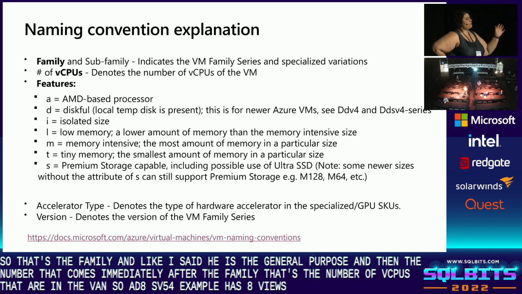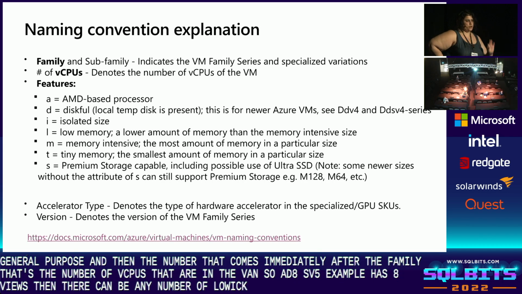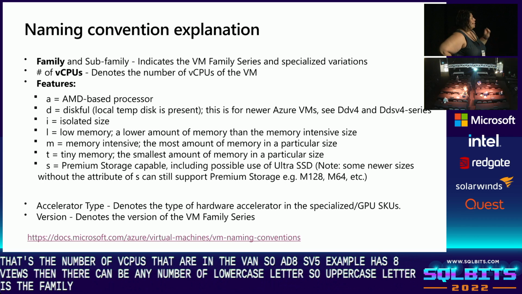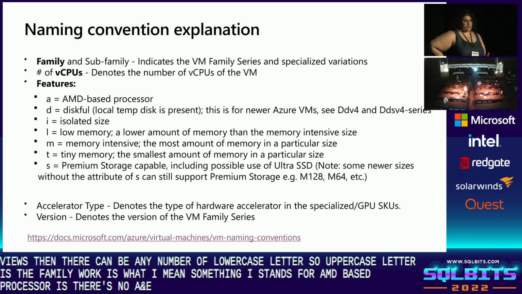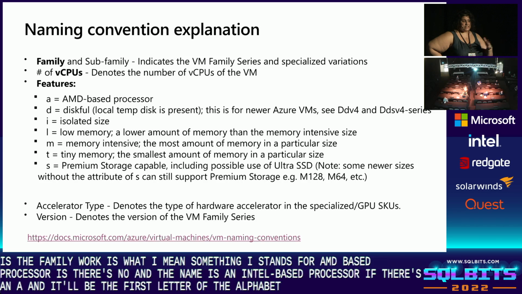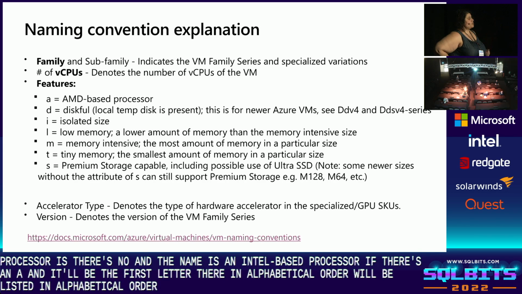Then there can be any number of lowercase letters. So if uppercase letter is the family, lowercase letter means something. A stands for AMD-based processor. If there's no A in the name, it's an Intel-based processor. If there's an A, it'll be the first letter, they're listed in alphabetical order. So if the first letter's A, it's an AMD processor.